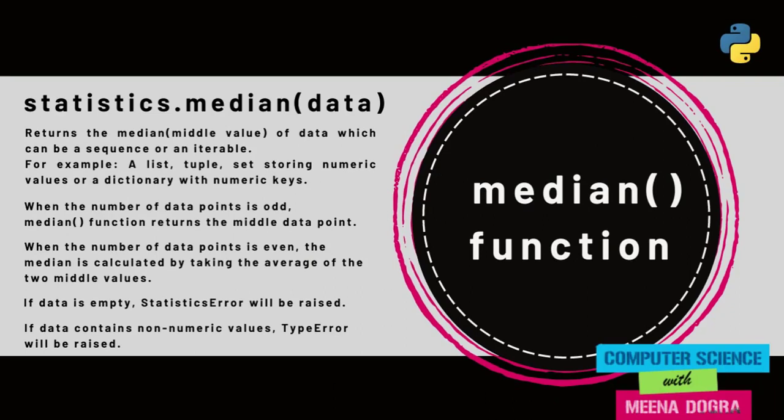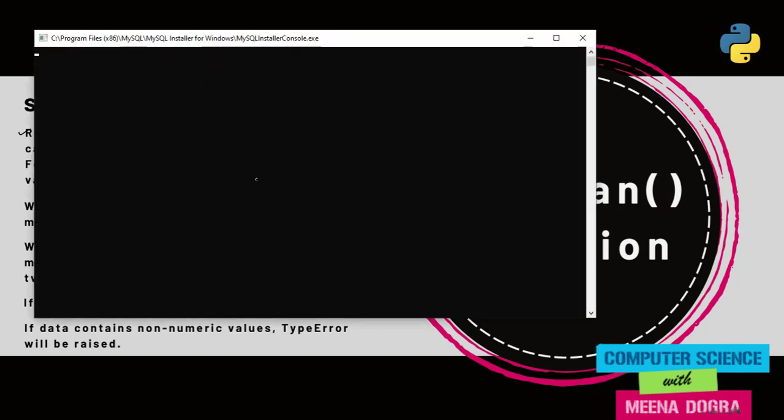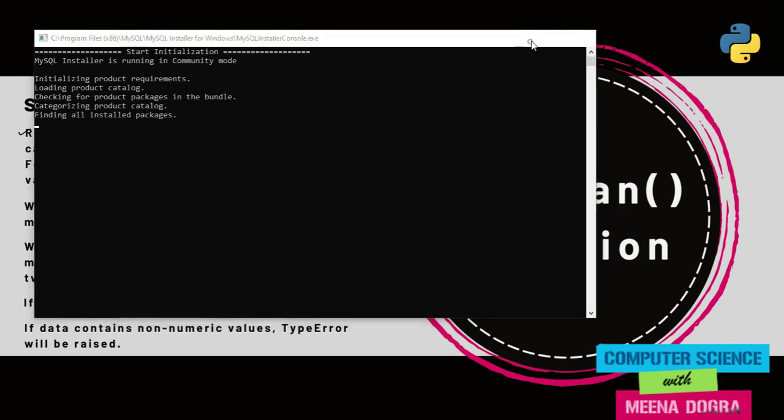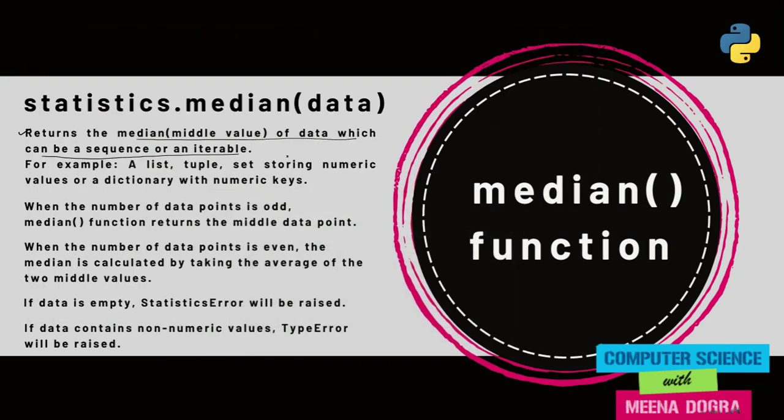Fine. Now median function, let's read one by one. It's again an interesting function. It returns the median or the middle value of data, which can be a sequence or an iterable. So middle value is given to us by median function of data, which can be a sequence or an iterable. And another thing, children, which some of us might not be knowing, that this also sorts the sequence in ascending order before actually performing finding of the median. Maybe I'll just show it to you.